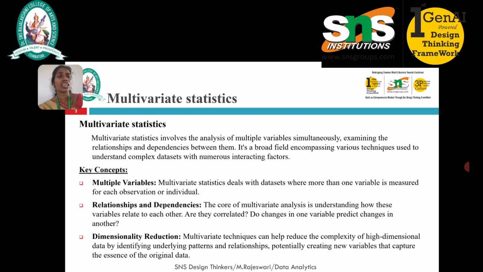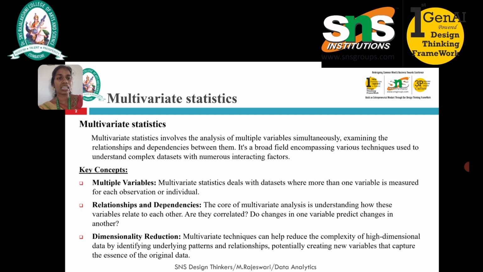Do changes in one variable predict changes in another? We check the content of the variables and do much research on that data. If we make changes in one variable, whether the impact goes to the second variable or not, that is what we find out in the relationship and dependence area of multivariate statistics. Before doing this analysis we have to understand the key concepts, and then we can do the analysis. Then dimensionality reduction is one of the key concepts of multivariate statistics.